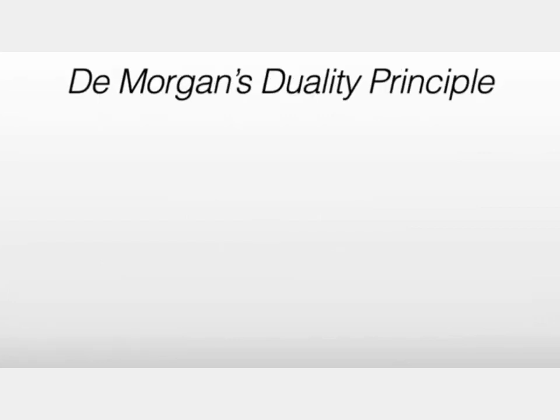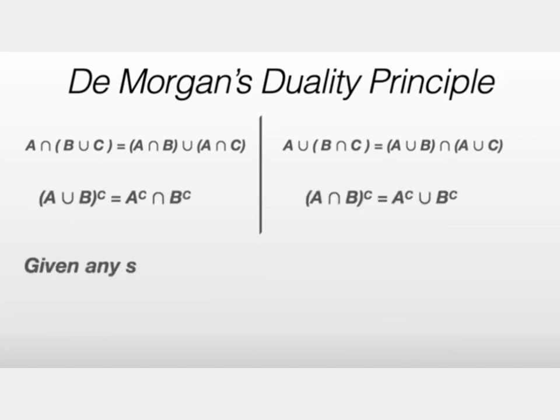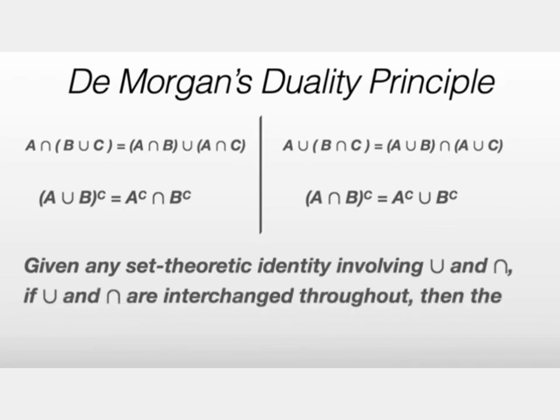We've had a few examples so far of identities which still work when we switch the intersections and unions. This is a general rule that always works and is called the De Morgan duality principle. Given any set theoretic identity involving the union and the intersection, if the union and intersection are interchanged throughout, then the result will be another valid identity. So for all of these identities you've seen so far that come in pairs, you'll be happy to know that you can just remember one of them and exchange the union and the intersections to get a second one.